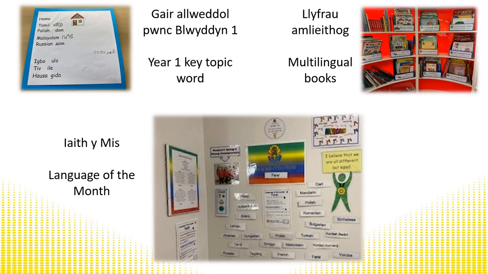Some of the other things that Pentre-Graig have done then, they do things like when they have a key topic word, so for example this is the word home, a year 1 key topic word, they ensure that there is a little resource available for children to use that has the key topic word in all of the different home languages, which helps children develop their reading skills and writing skills in their home language. It highlights it to other pupils, they can give it a go, but also supports them with spelling across the different languages. They have a multilingual book area where children can go and read books in their home language to ensure they are developing that skill and maintaining that skill.